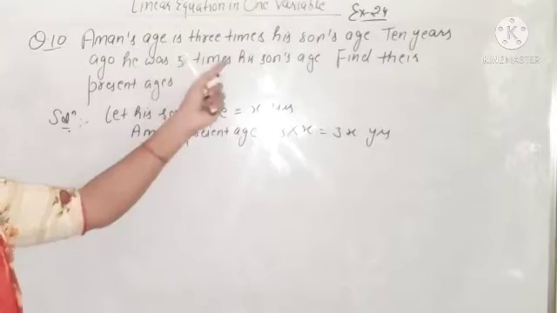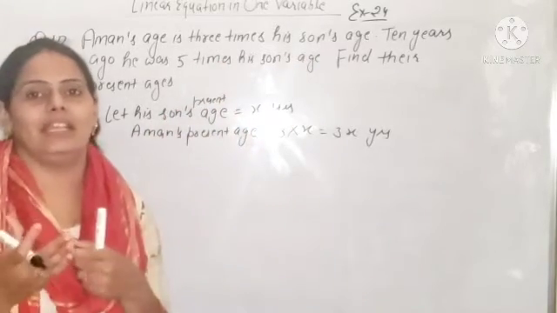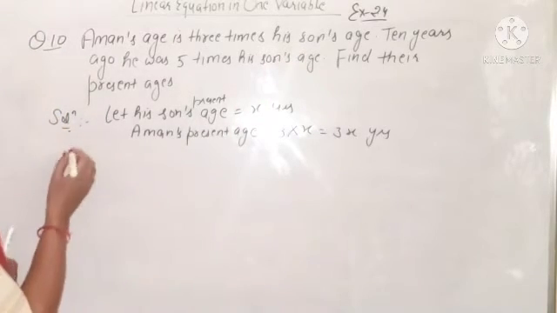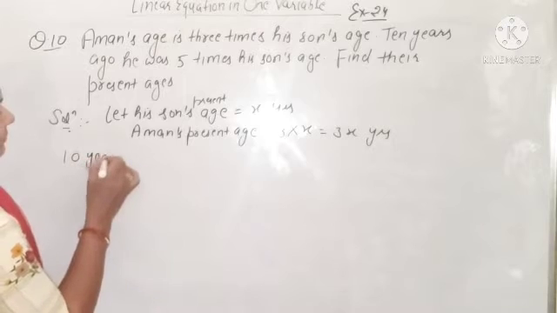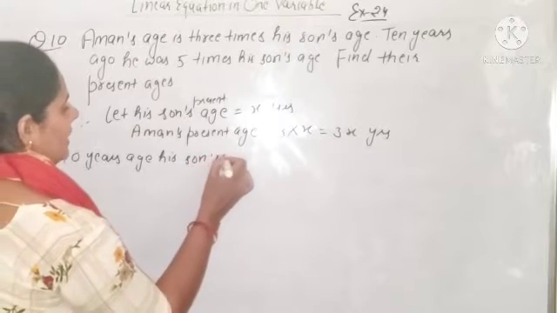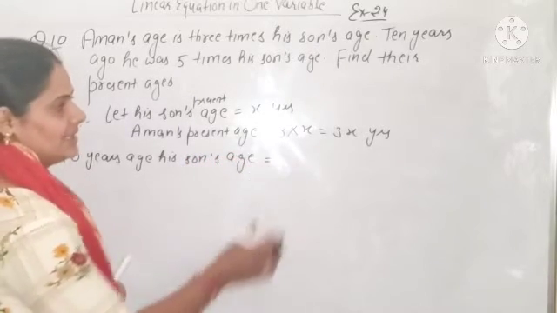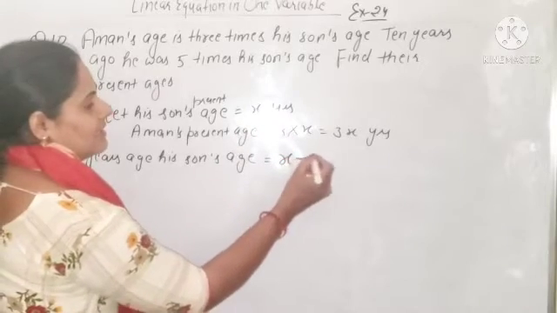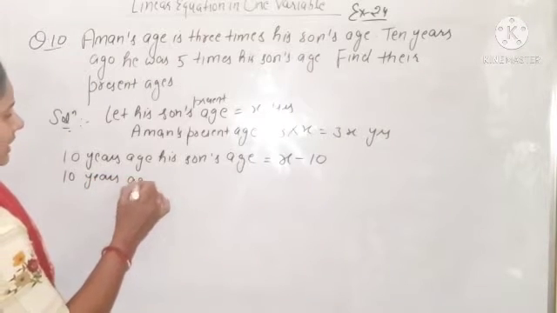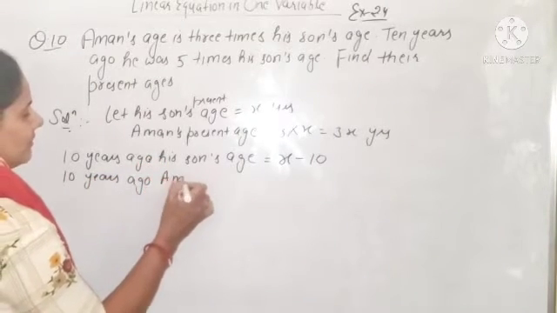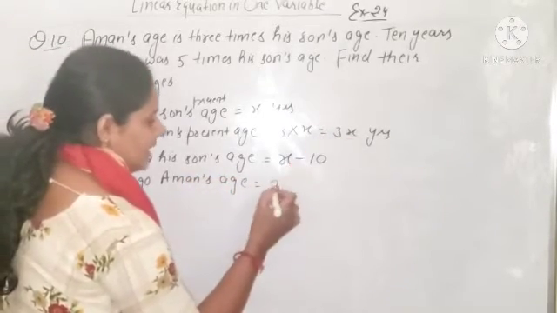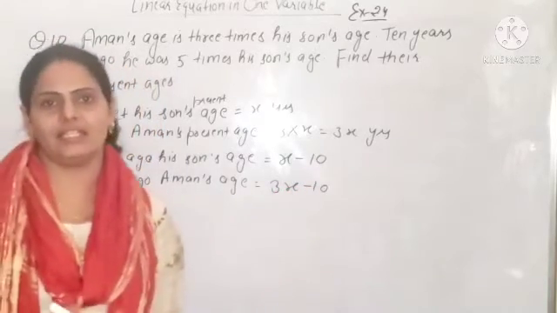Now what will you do? 10 years ago he was 5 times his son's age. Okay, 10 years ago, what was Aman's age in terms of his son's age? 5 times, 5 गुना. So first you will find out 10 years ago his son's age. So 10 years ago what will be the son's age? Present age is x years, so 10 years ago it will be x minus 10. Same for 10 years ago Aman's age. The present age is 3x years and 10 years ago it will be 3x minus 10. Clear?